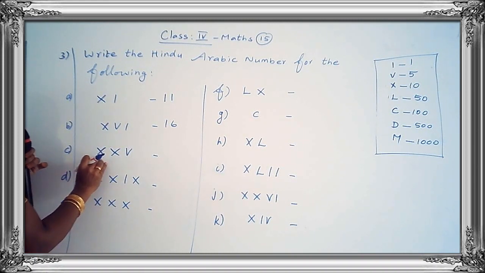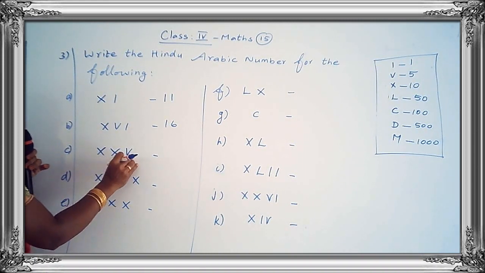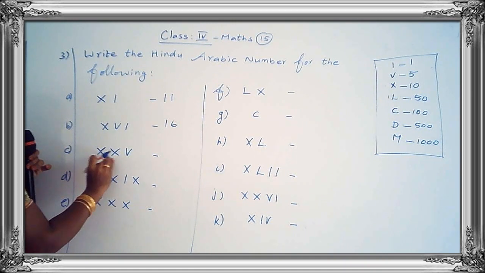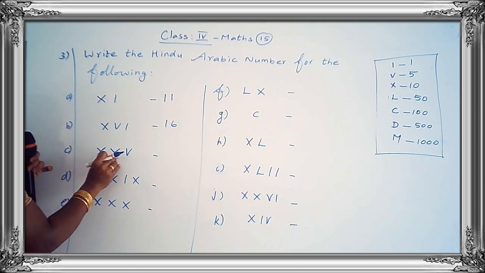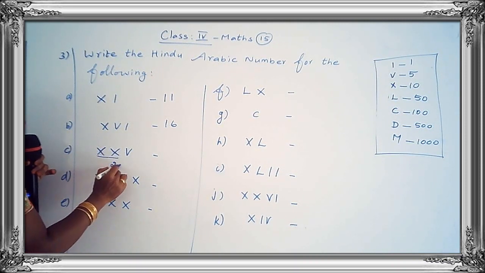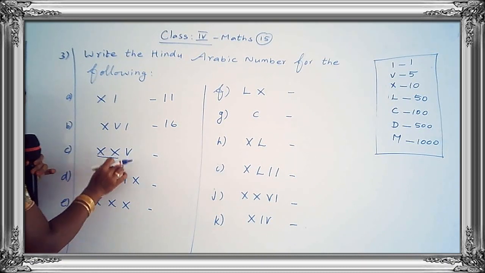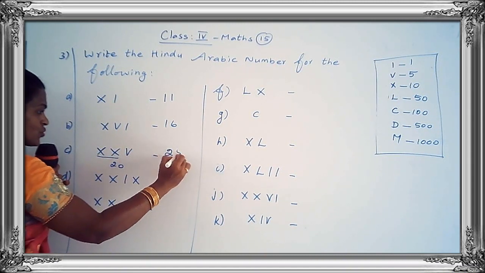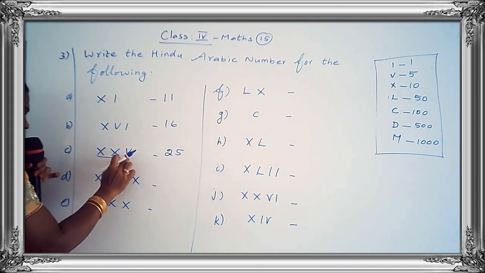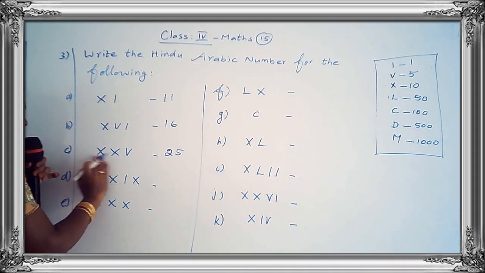Okay, next C, XXV. Here X is 2 times there, so that's why you take this one Roman numeral. XX means already we know that's 20. Okay children, 20, here V is there, so 20 plus 5 is equal to 25. So XXV stands for 25.